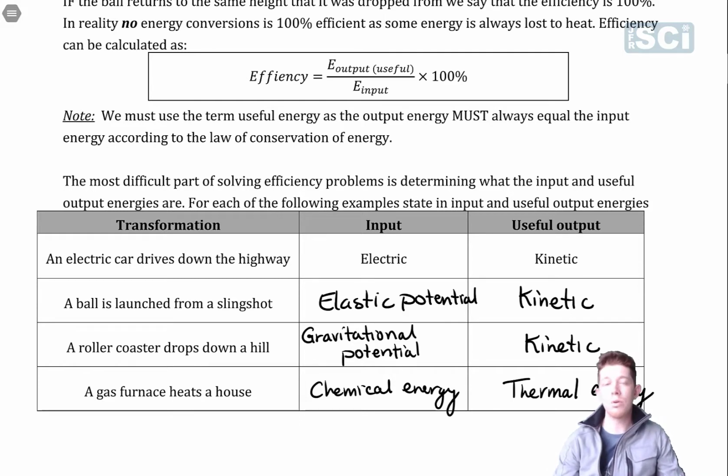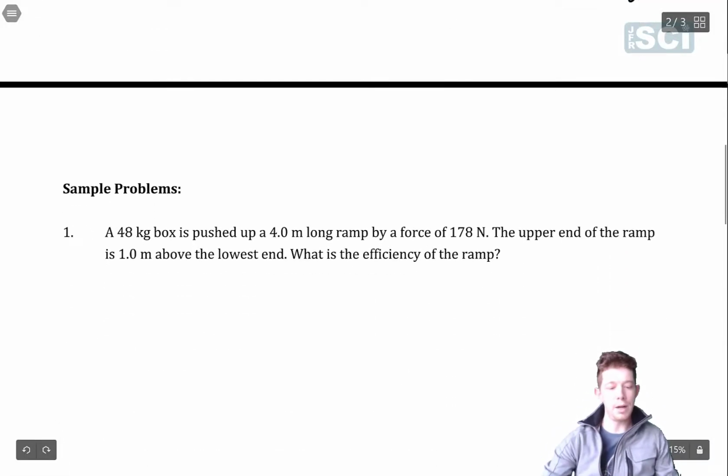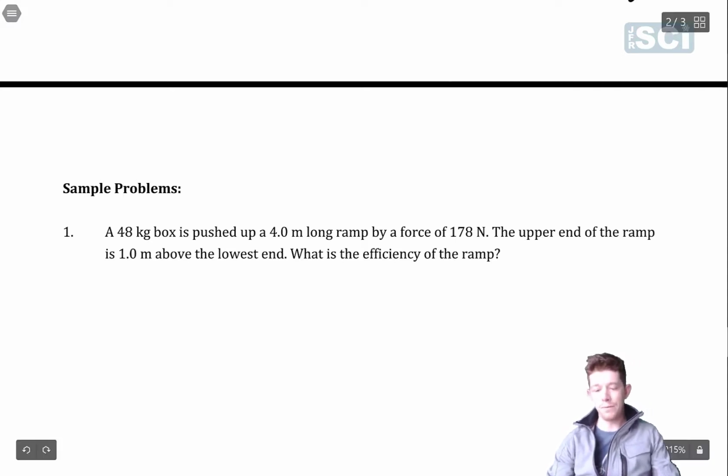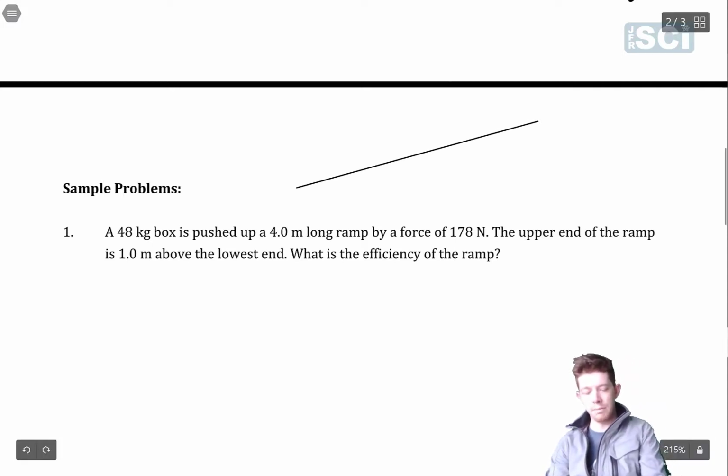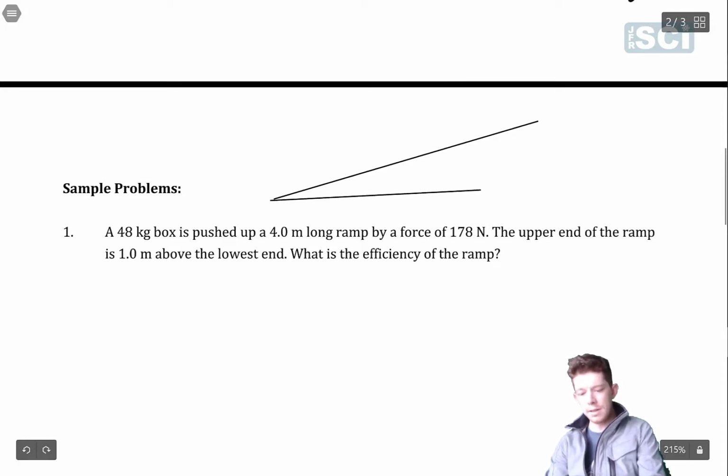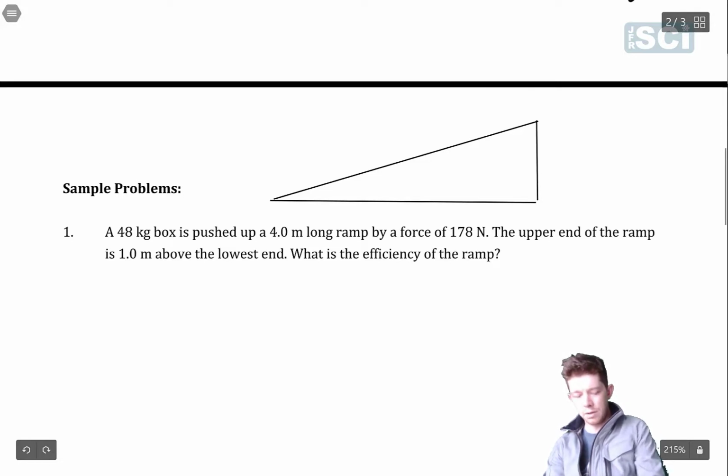Let's go through a couple examples together on how we calculate efficiencies and how we determine an input energy versus the output energy. Okay, so the first example here, I have a 48 kilogram box that's being pushed up a ramp, and the ramp is 4 meters long. So I'm going to draw it here at the top of our page. This is essentially the situation that we have. The ramp is 4 meters long, and I'll draw my box here. There's my box, and then it comes to the top. And the distance that it's going to travel, we're told, is 4 meters.